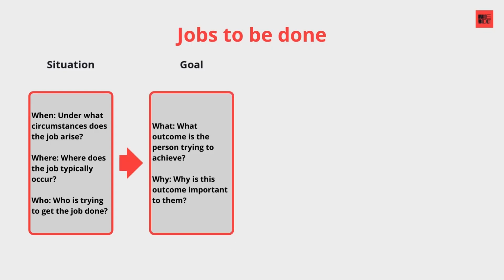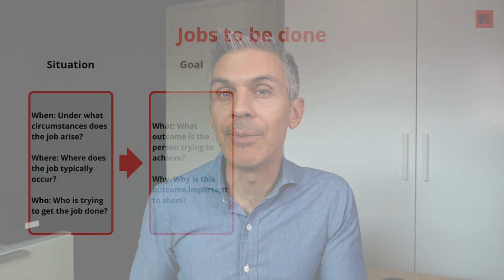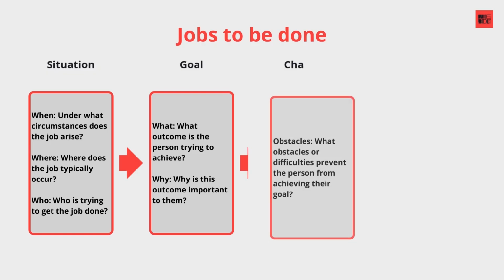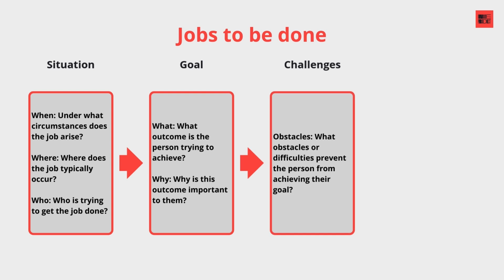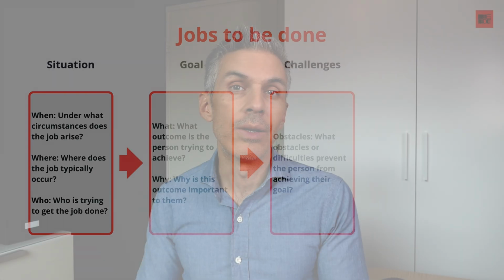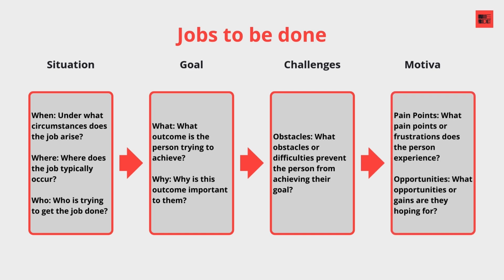The next one is the goal. What is the outcome that they want to achieve from doing this job, and why is this outcome important for them? The next one is the challenges. What are the things or obstacles that are preventing the users, those prospects, from achieving their goals? Fourth are the motivations. What are the pain points that this person is having, and what are the opportunities they're hoping for?